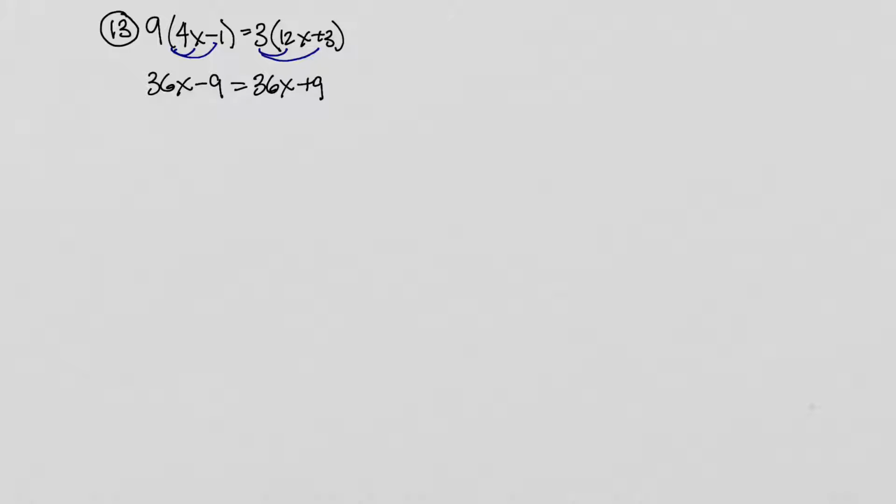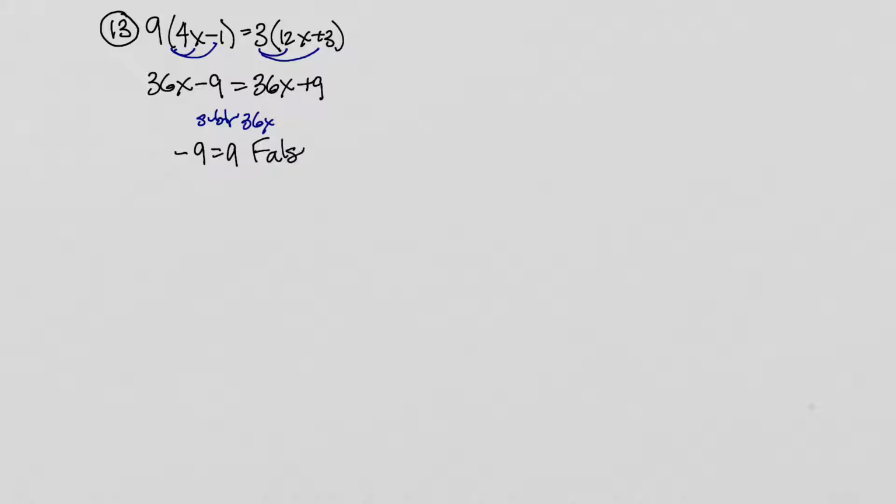Now you can probably see what's going on here already. You got 36x on both sides. So if you subtract it out, which is what we'll do, but you can maybe just see what's going to happen already. If we subtract the 36x from either side, 36x minus 36x is 0, so we're just left with negative 9, equals, then on this side, 36x minus 36x, we're left with 9. Now we've eliminated all the variables.